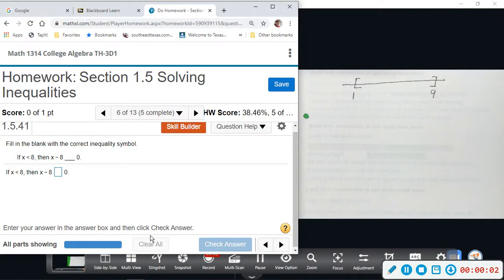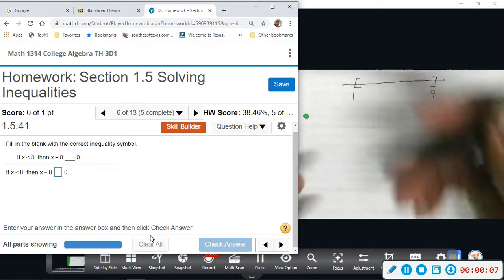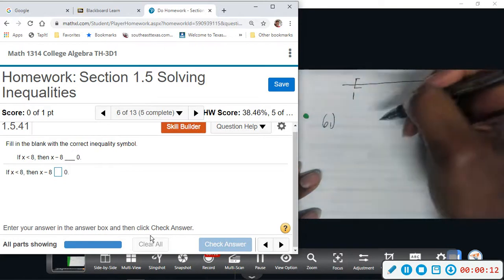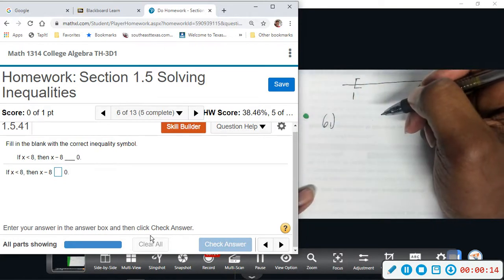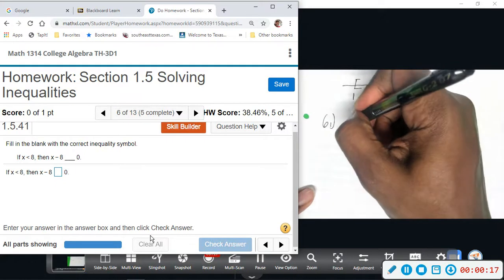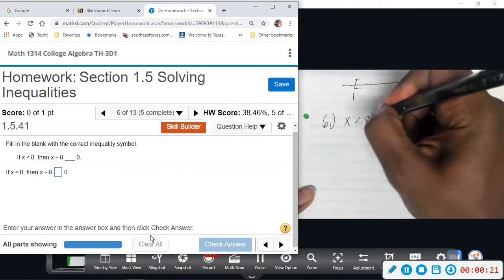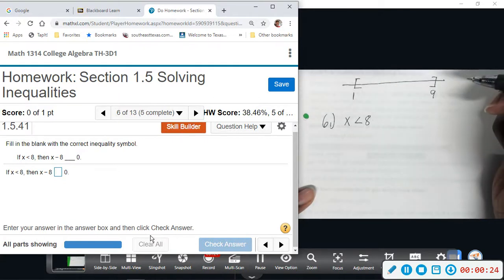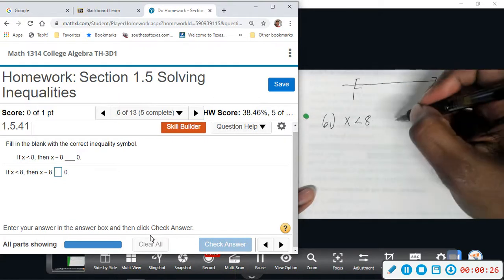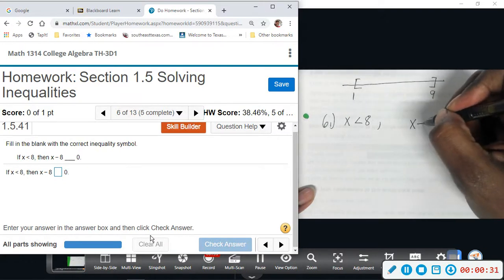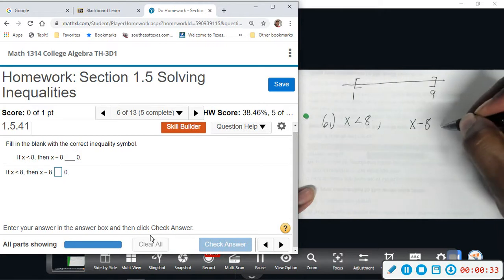Number 6, we want to fill in the blank with the correct inequality symbol. So we're going to have to use a little bit of imagination here and just guess and check some possibilities. We're told that x is less than 8, so we can pick any number less than 8. Then we want to know x minus 8 is what compared to 0.